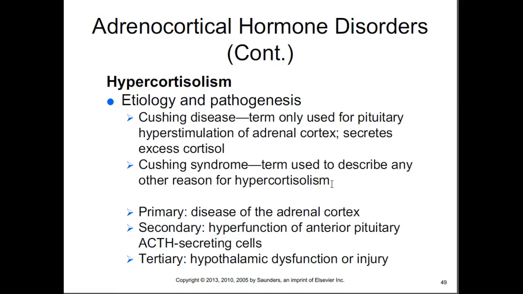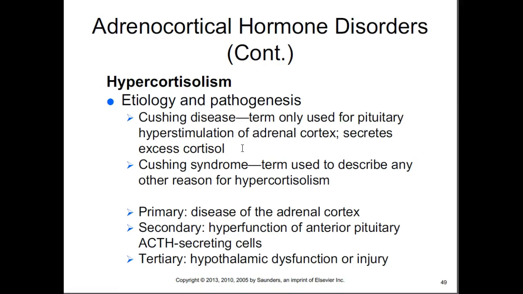All right, hypercortisolism, we call that Cushing disease. So now you know. And there's also something called Cushing syndrome. Cushing disease is only used for pituitary hyperstimulation of the adrenal cortex, where the adrenal cortex is the one secreting excess cortisol. Cushing syndrome is a term used to describe any other reason for hypercortisolism. So if you're using too much prednisone, maybe because the person has an autoimmune disorder, they're going to have Cushing syndrome. Basically, they're going to have all of the signs and symptoms of Cushing's, but it's obviously iatrogenic.